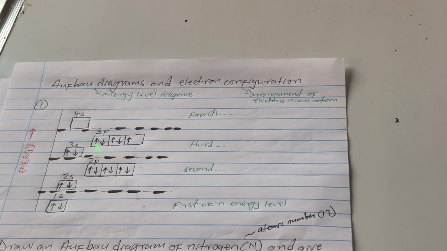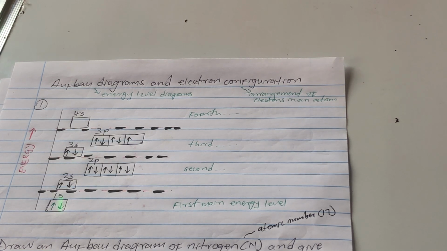We put the first one pointing up, another one pointing up, another one pointing up. We are left with 2. We go back and put the other one pointing down. After that, we put the other one also pointing down. Now, all our electrons are in the Aufbau diagram. So, this is an Aufbau diagram of nitrogen.